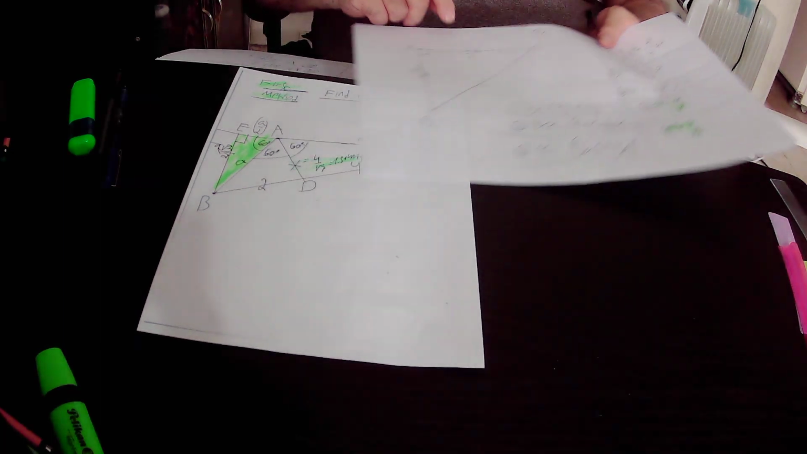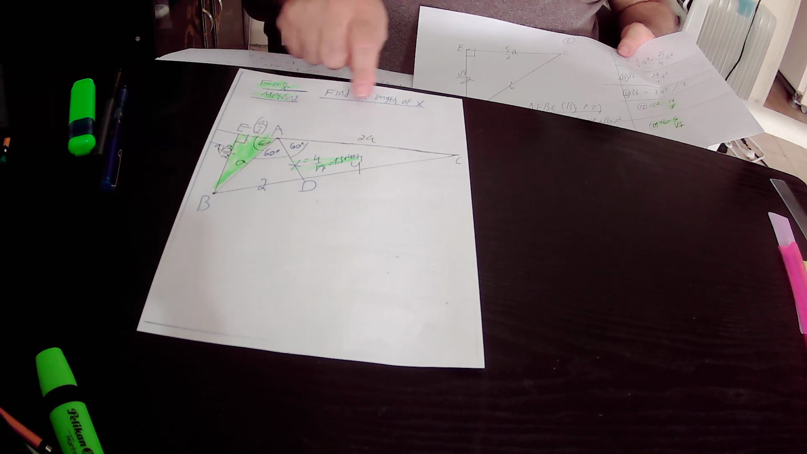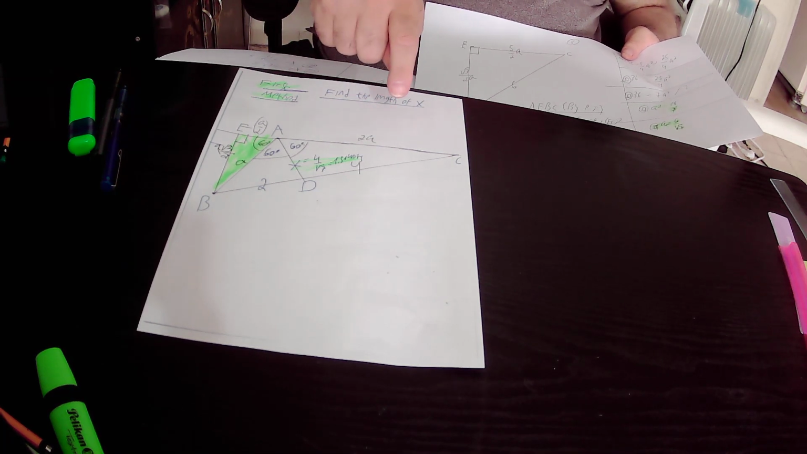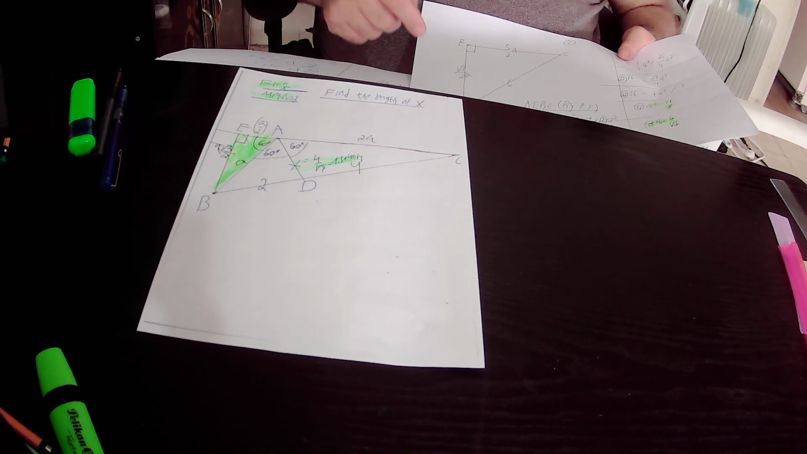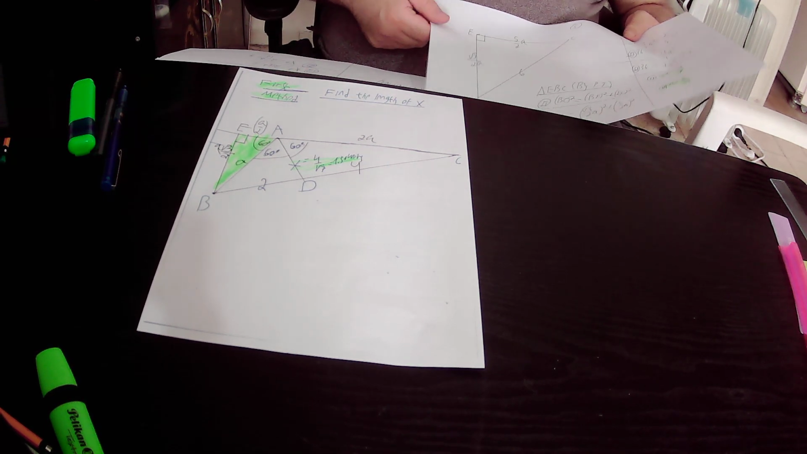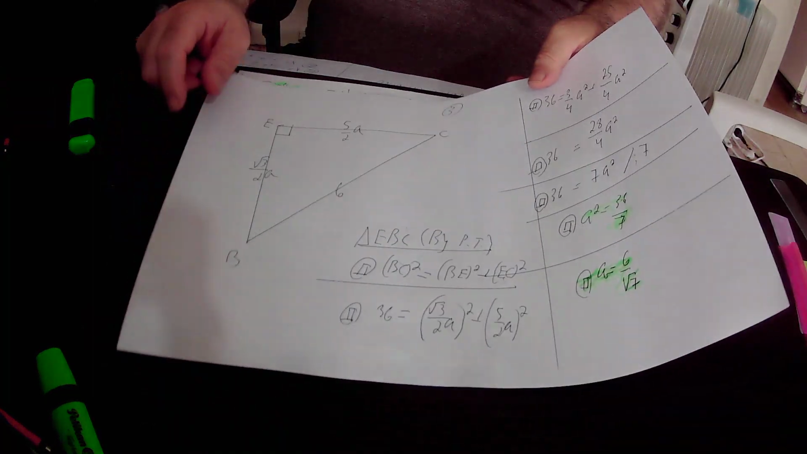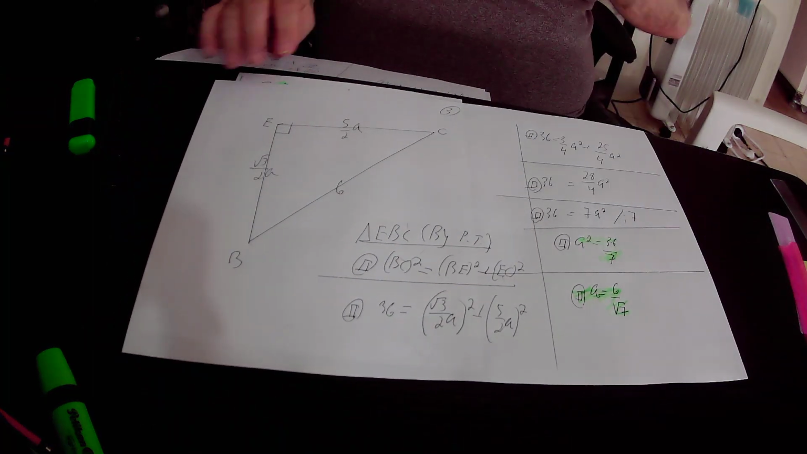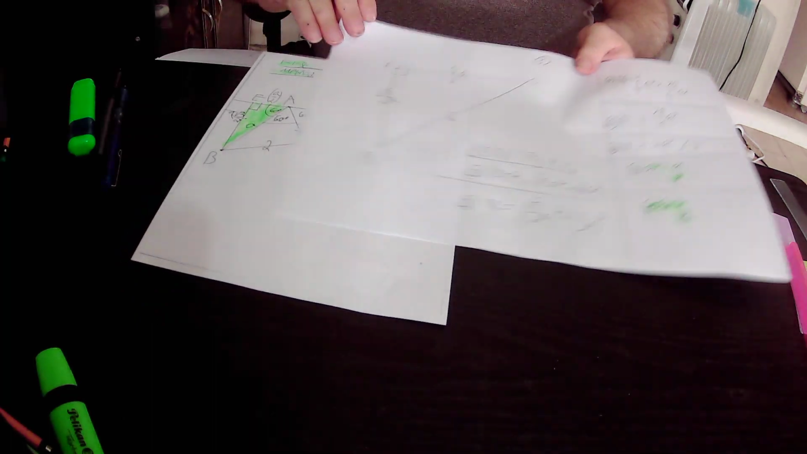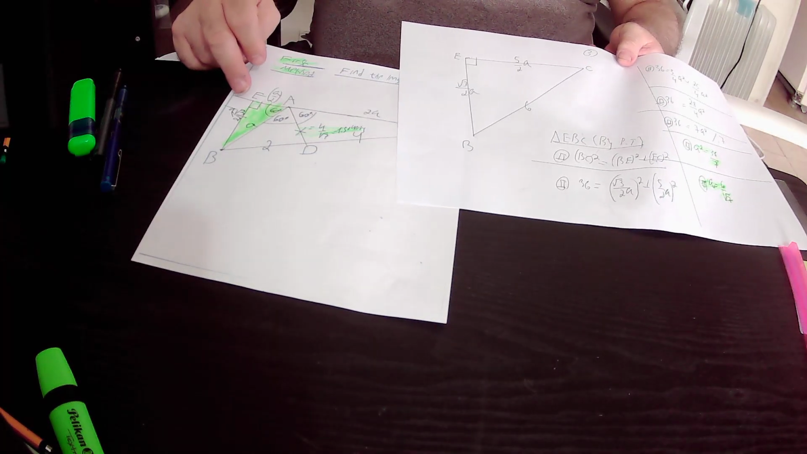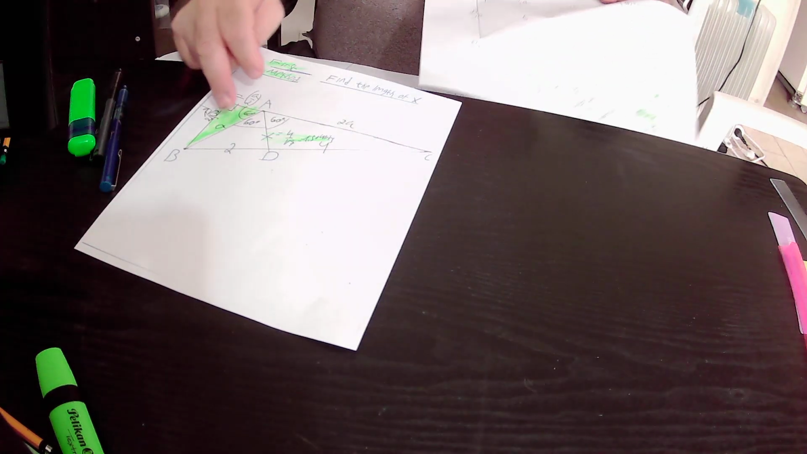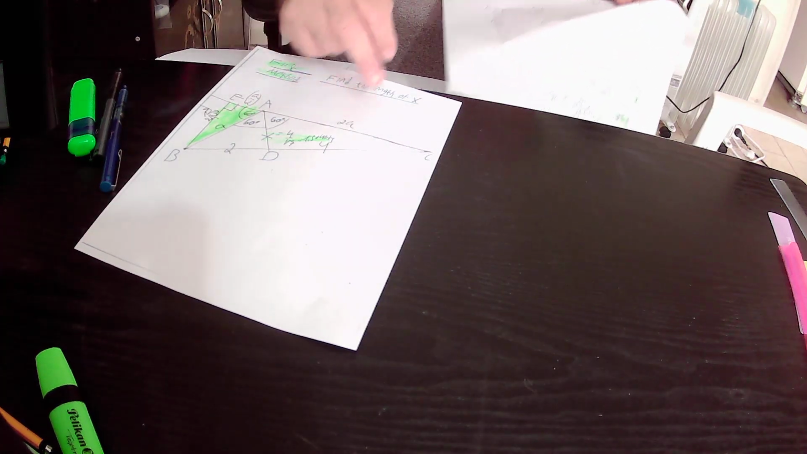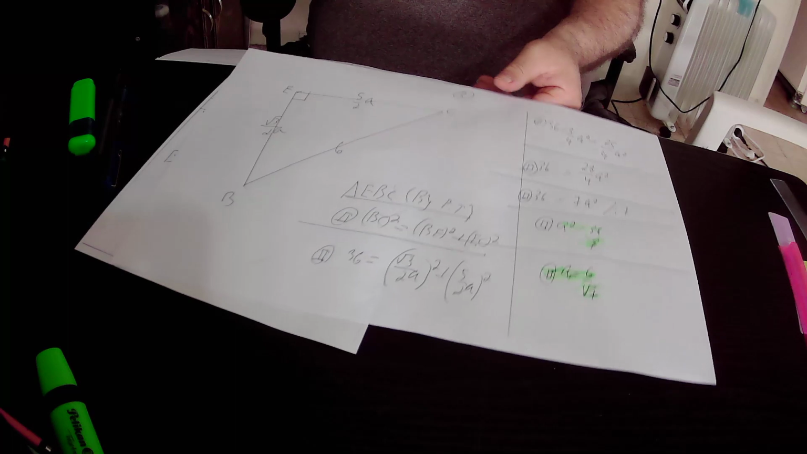What is the length of side EC? The length of side EC from the drawing is very easy to see that it is equal to 2A plus A over 2. 2A plus A over 2 is 2.5A, and 2.5A is 5 over 2 A. Okay? And EB equals square root of 3 over 2 times A. And the hypotenuse BC equals 2 plus 4, that is 6. Okay?